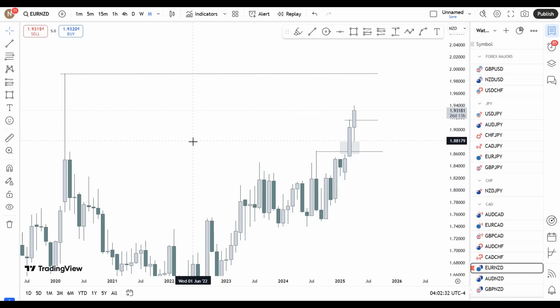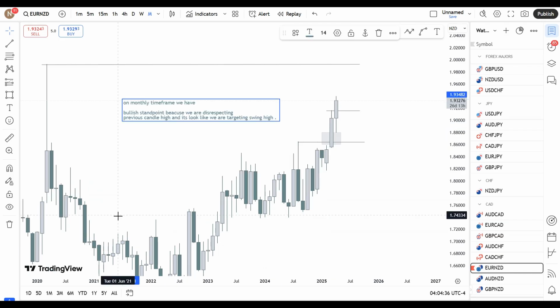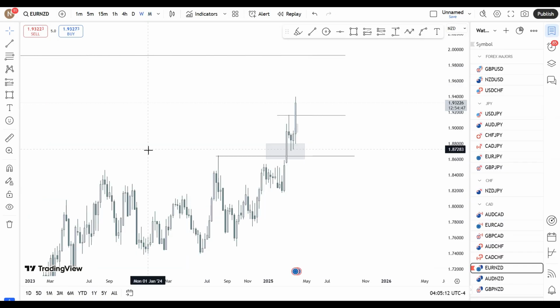So on the monthly time frame we can say that we have one bullish standpoint, that is we are disrespecting that previous candle high. You can just write it somewhere. Let me write. Here on the monthly time frame we have a bullish standpoint, because we are disrespecting the previous candle high and it looks like we are targeting the swing high. So there is one bullish standpoint. Remember this.